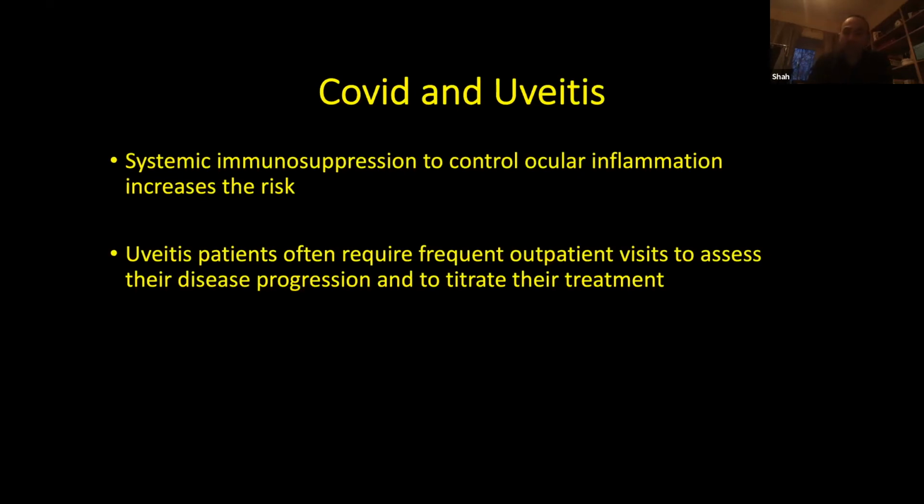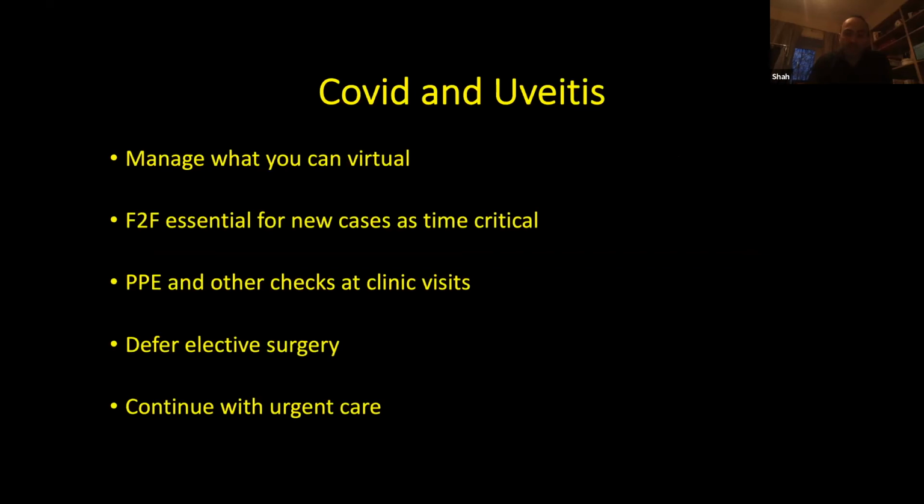And of course, you couldn't see the patients or assess them. So this was becoming very tricky. So we locally managed what we could virtually, by calling patients and seeing how they were. We, of course, gave them a face-to-face if it was a new case, as it might be time critical. If it involved the nerve or the macula, or if you thought they might lose vision, you just take care. So everybody had PPE, and we deferred anything that could be elective.